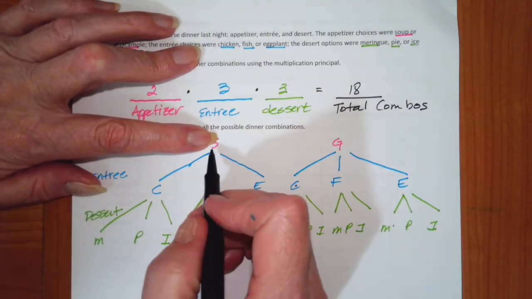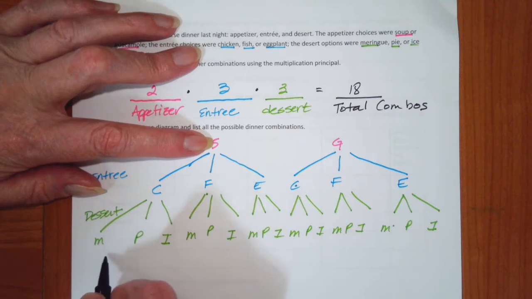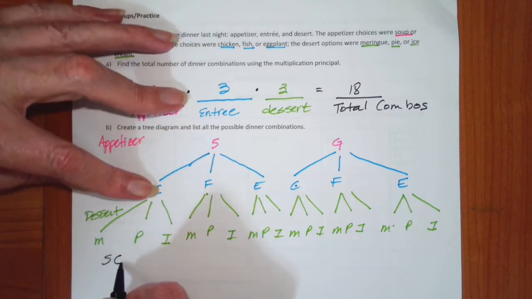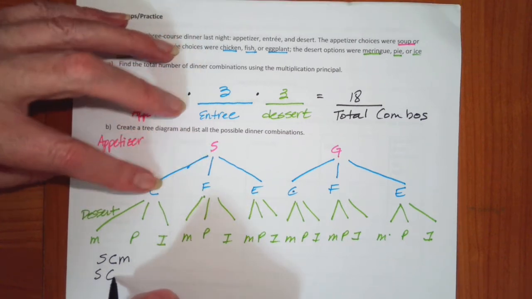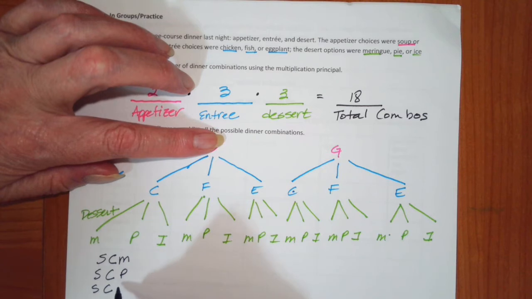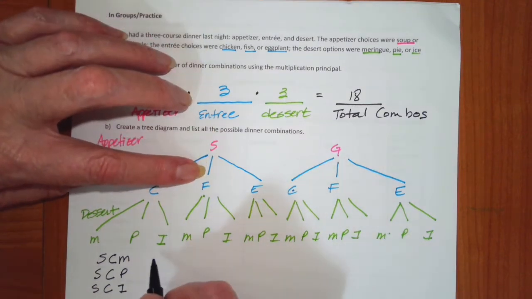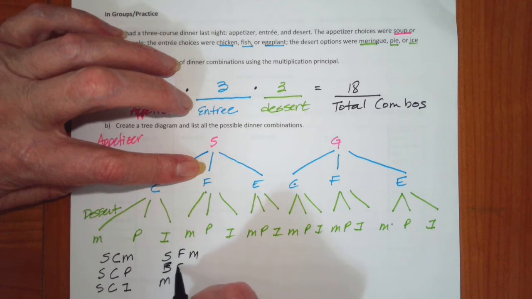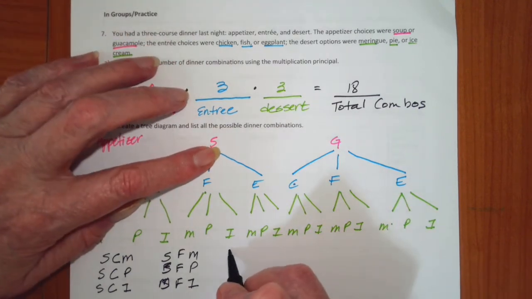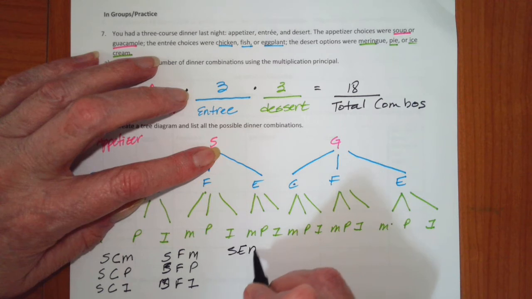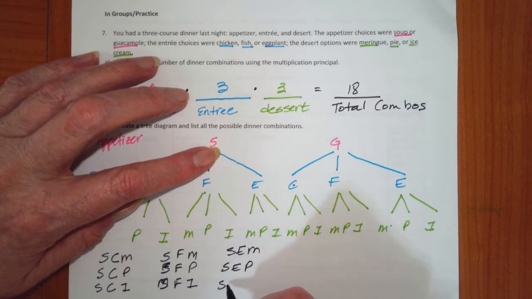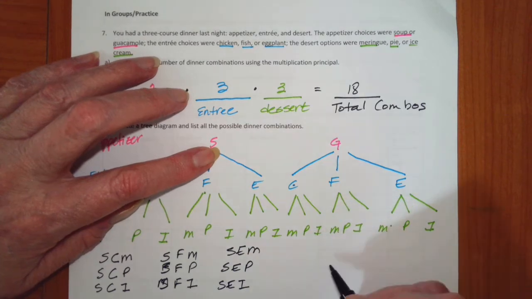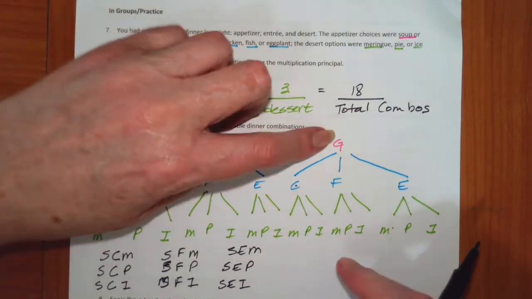So let's see, I'm going to do soup, chicken, meringue, soup, chicken, pie, soup, chicken, ice cream, soup, fish, meringue, whoops, soup, fish, pie, or soup, fish, ice cream. Then I have soup, eggplant, meringue, soup, eggplant, pie, soup, eggplant, ice cream. So those are all the combinations with the soup as an appetizer.